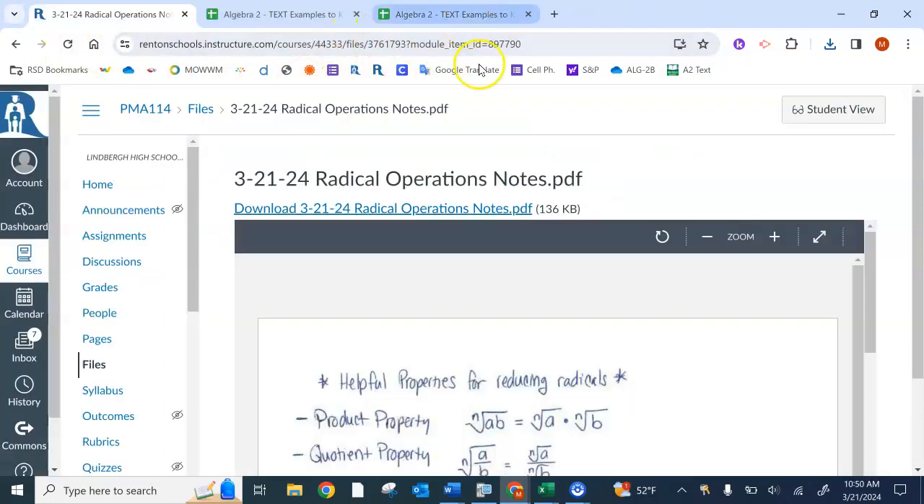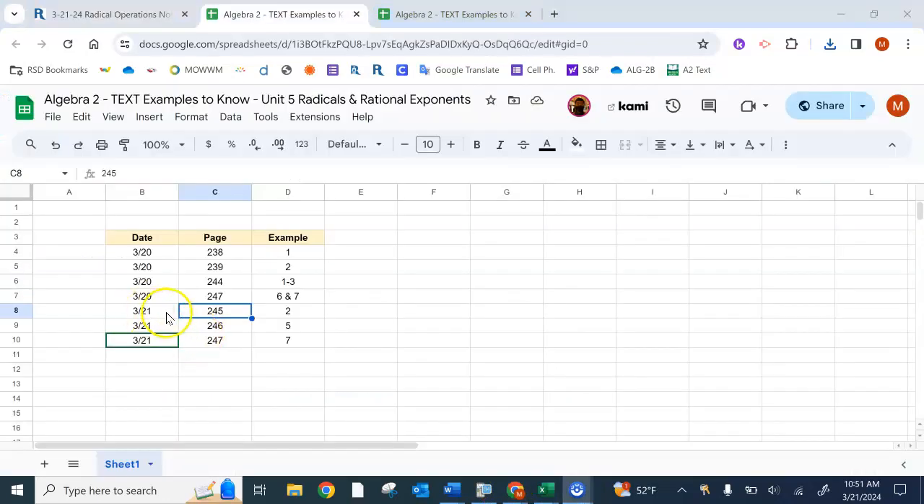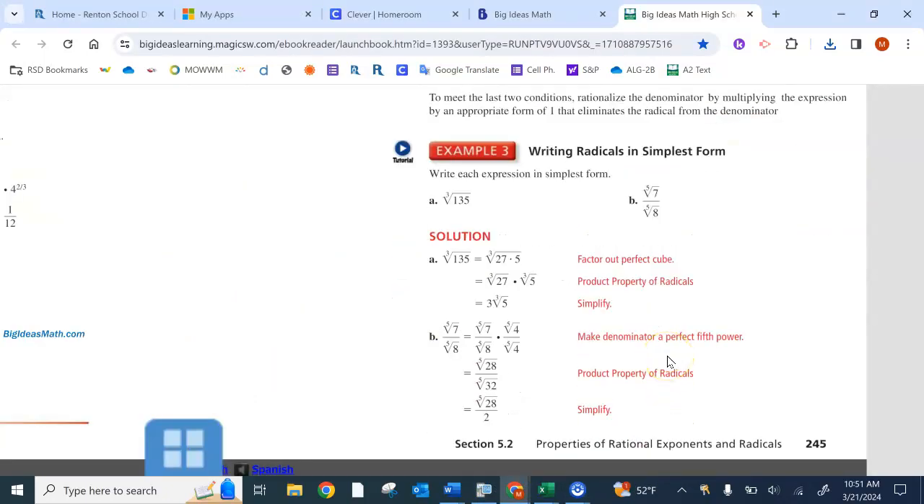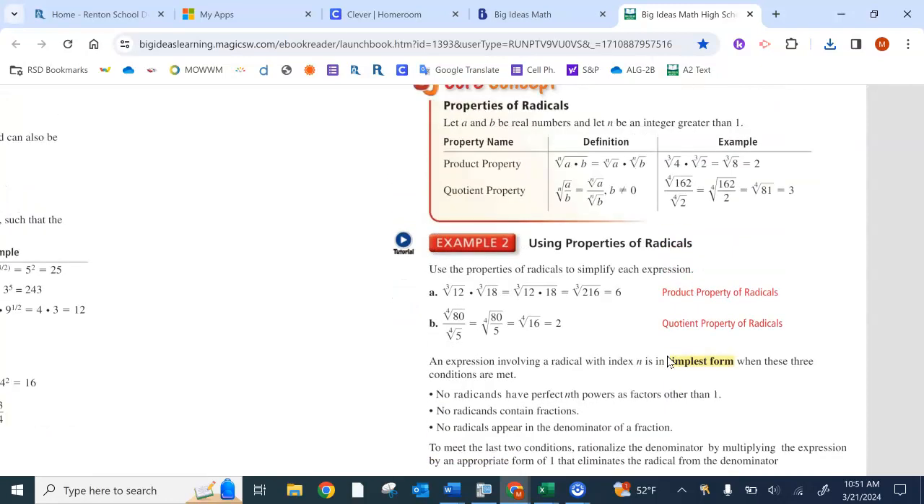What I'm going to do next is go into the textbook and look at those examples. Again, the first example for today is example 2 on page 245. Let's see what page I'm on. 245, there we go. So example 2.